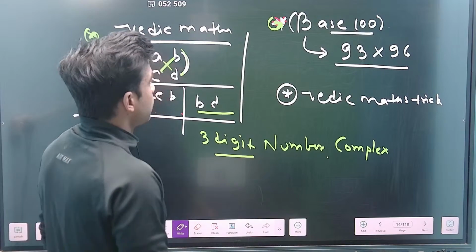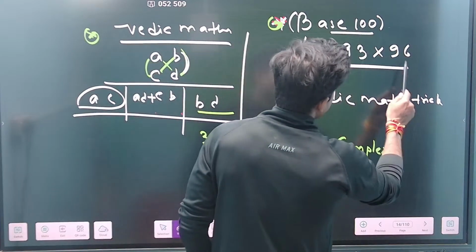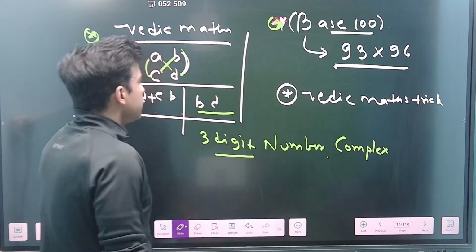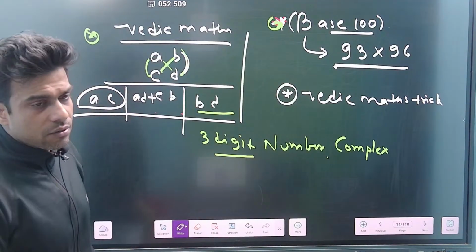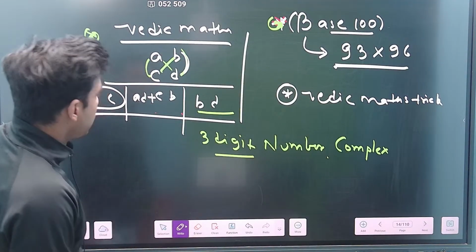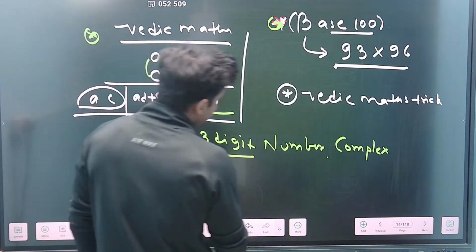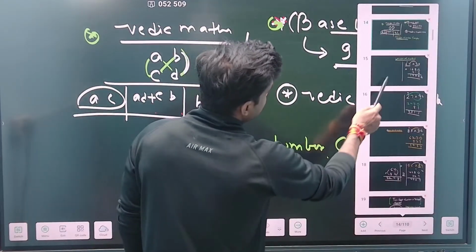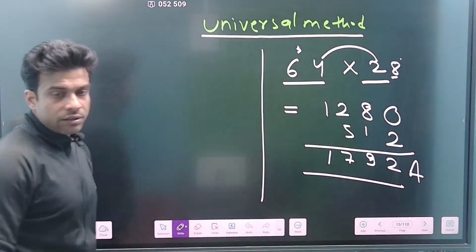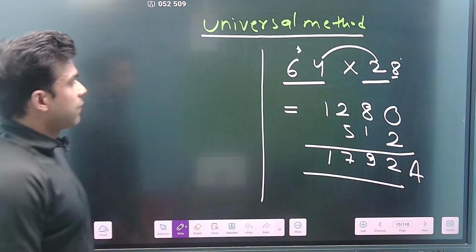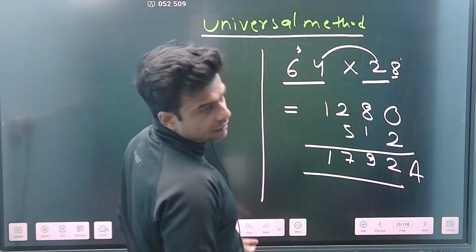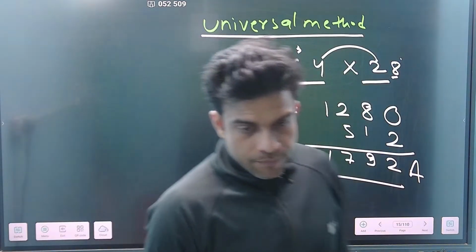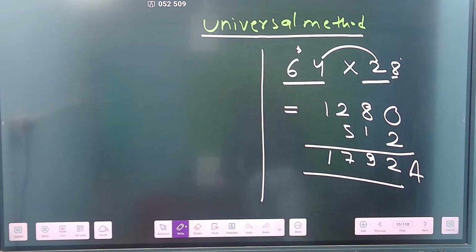There are a lot of methods, like 93 multiplied with 96, and this is how Vedic maths guides you. There are also 3-digit numbers multiplied with 3-digit numbers, and then I guided you the Jugaad method, where I showed how to multiply the numbers. Everyone knows it.